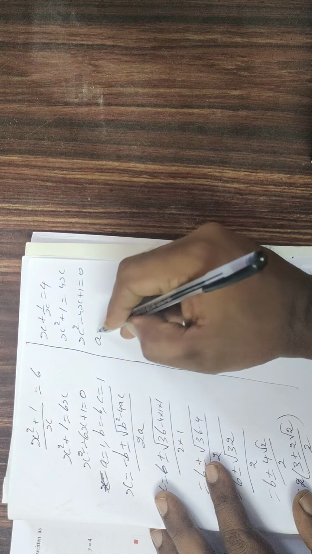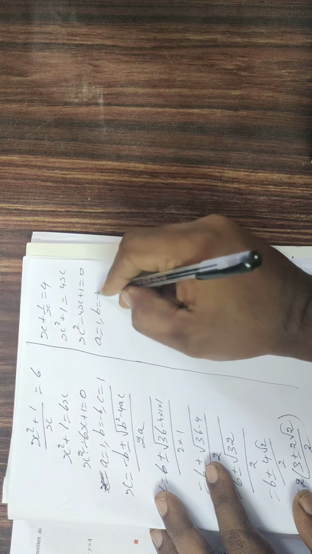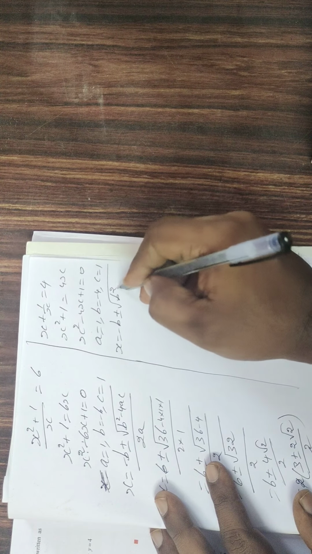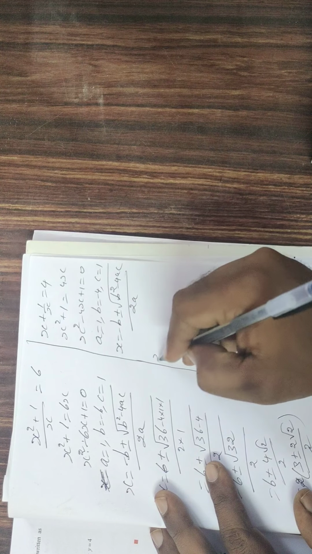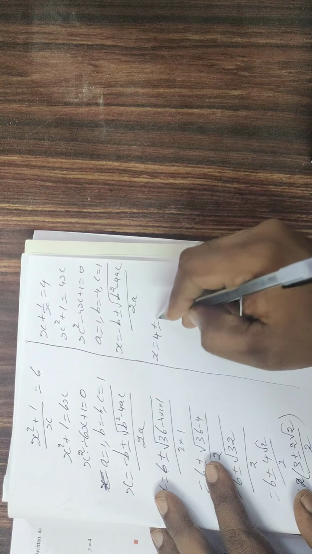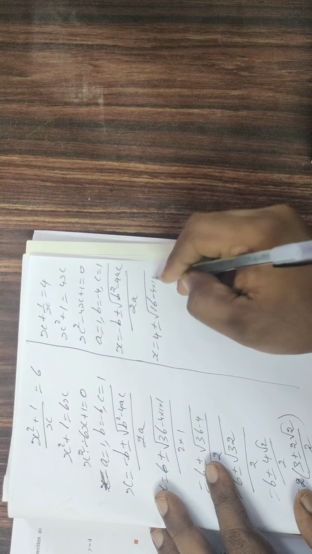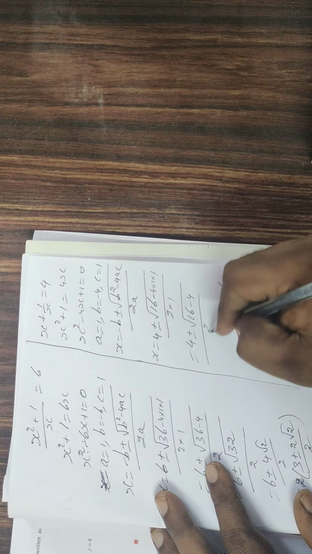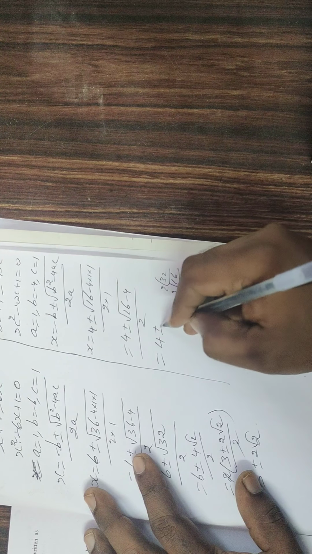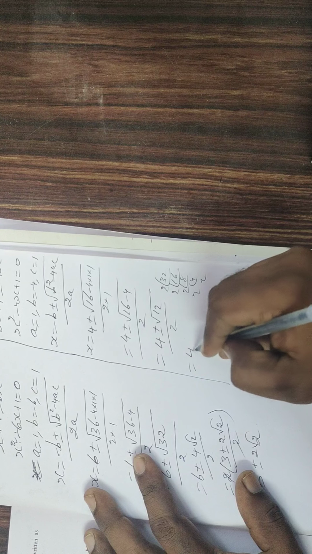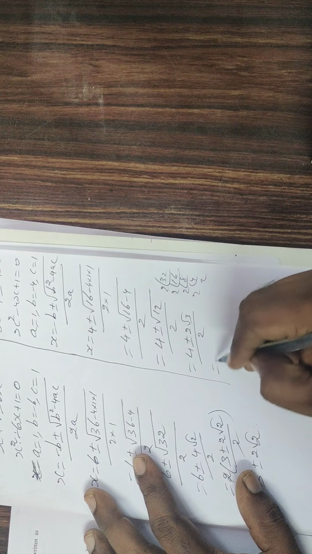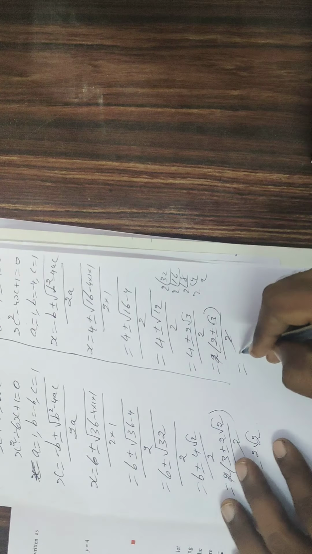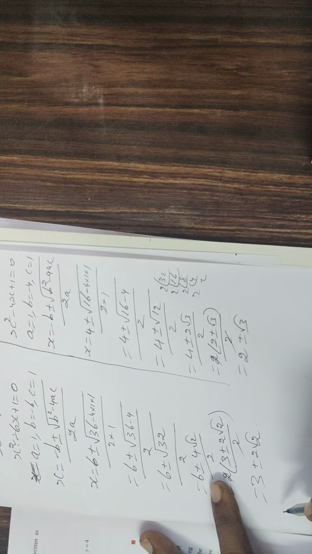So using the formula, a equal to 1, b equal to minus 4, c equal to 1. So x equal to minus b plus or minus root of b square minus 4ac divided by 2a. So x equal to 4 plus or minus root of 16 minus 4 into 1 into 1 divided by 2 into 1. 4 plus or minus root of 16 minus 4 by 2 equal to 4 plus or minus root of 12 divided by 2 equal to 4 plus or minus 2 root 3 by 2. Equal to 2 common, then 2 plus or minus root 3 divided by 2, 2, 2 cancel, equal to 2 plus or minus root 3. Thus we got 4 roots.